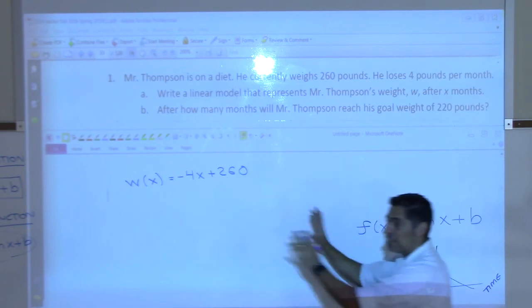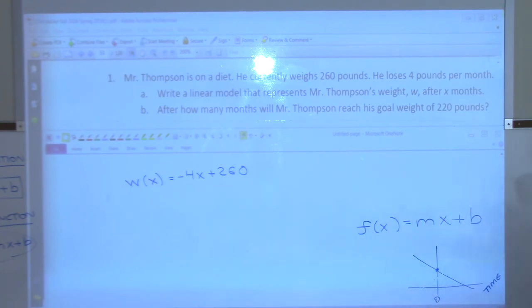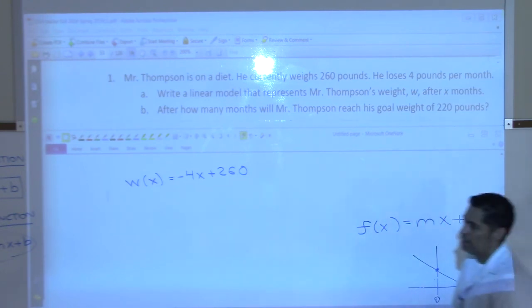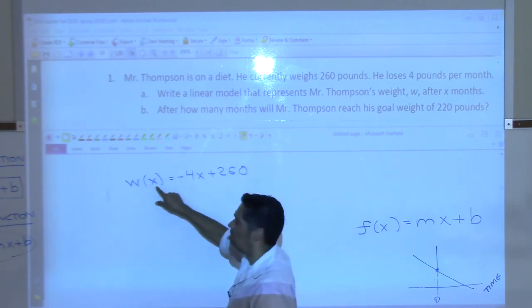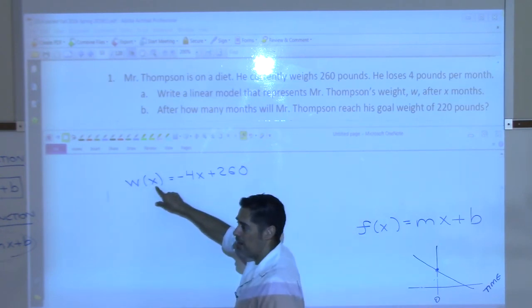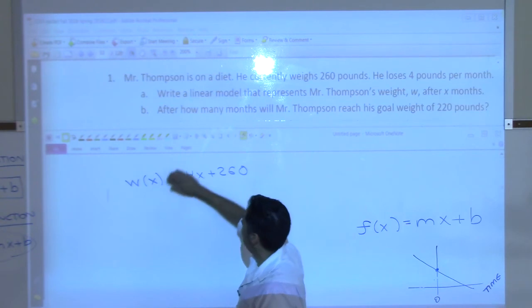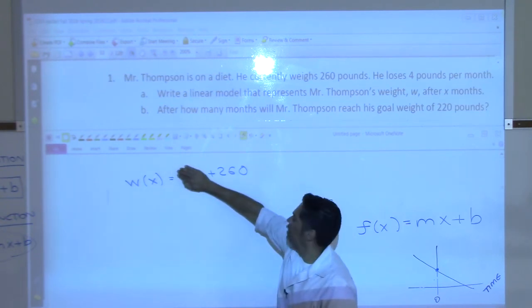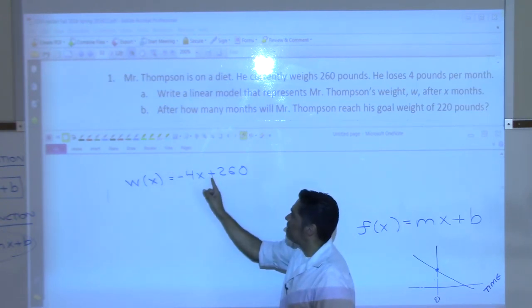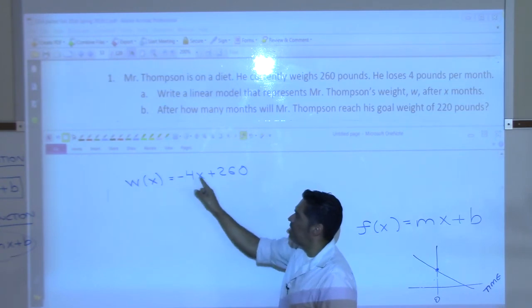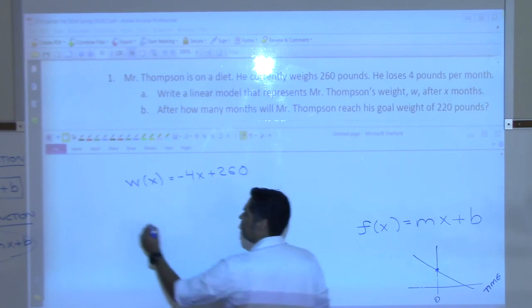Again, since this is the first example, let's make sure we understand everything here. His weight depends on X. X is the number of months, right? It should be his original starting weight plus what we're going to do is add to that negative 4 times each month. So let's just check that this works.